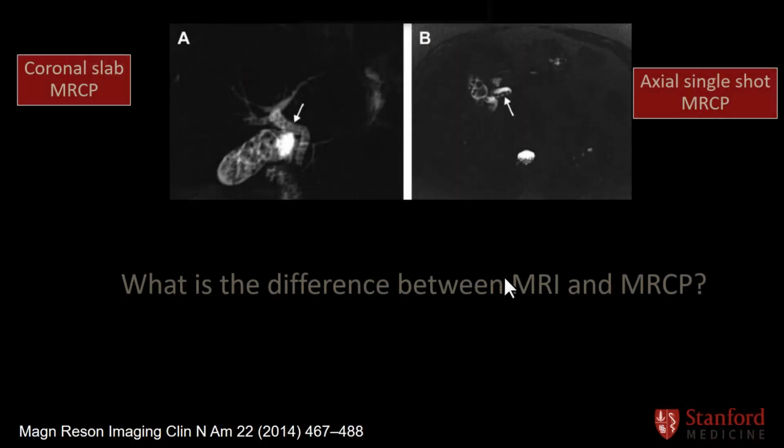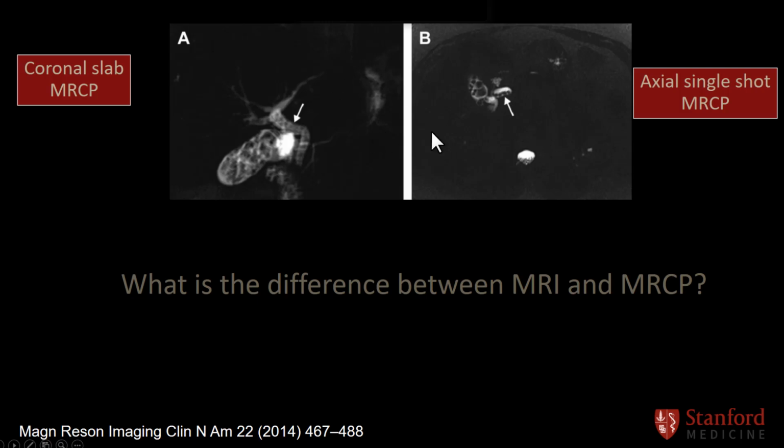So here's a 56-year-old woman with abdominal pain and choledocholithiasis, and you can see here in the bile duct all these tiny stones just filling up the entire biliary tree. You see the stones in the gallbladder, and this is an axial, and you can see them all lined up. Notice that they are layering dependently, which is important.